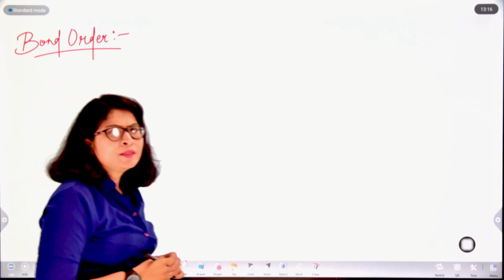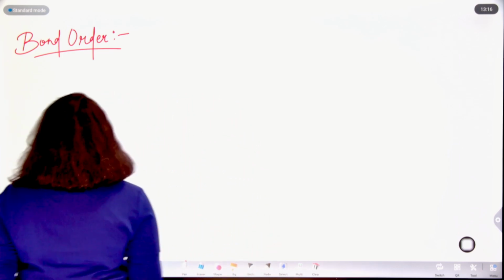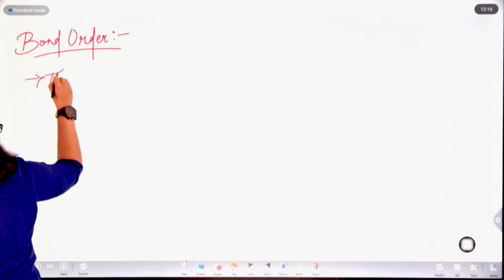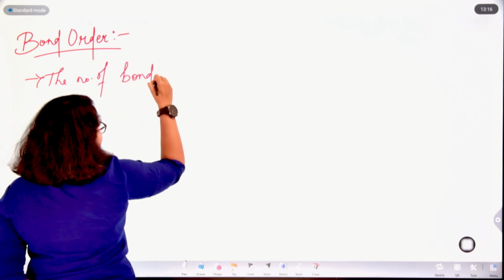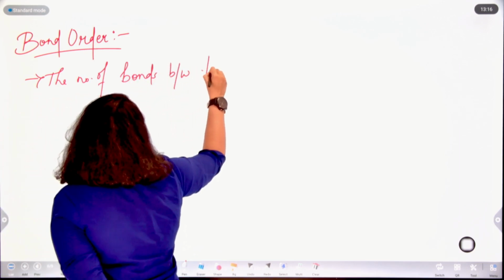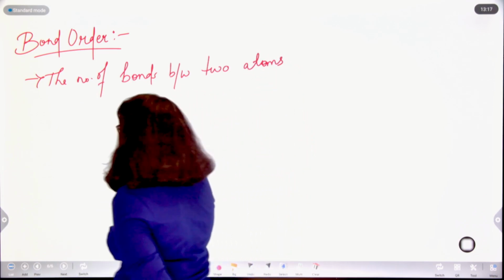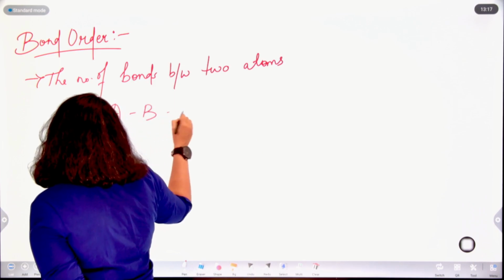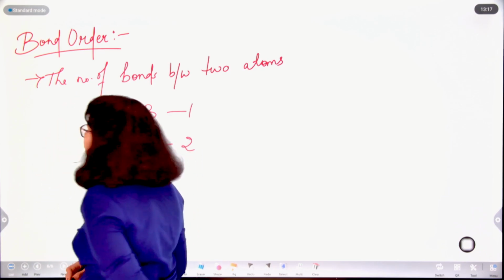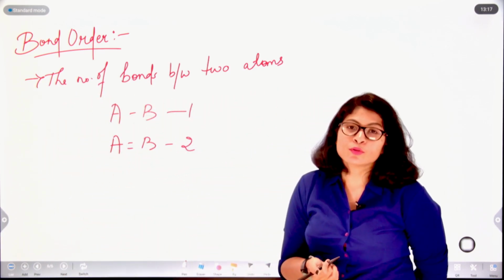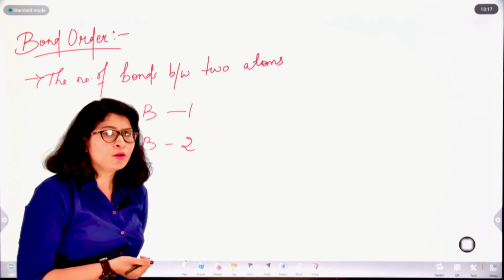Bond order basically means the number of bonds between 2 atoms. Okay. Bond order means nothing, it is very simple. The number of bonds between 2 atoms. So if 2 atoms form a single bond, their bond order is 1. If they form a double bond, their bond order is 2. Similarly 3, 4. And bond order can also be fractional, they can have fractional or decimal values.